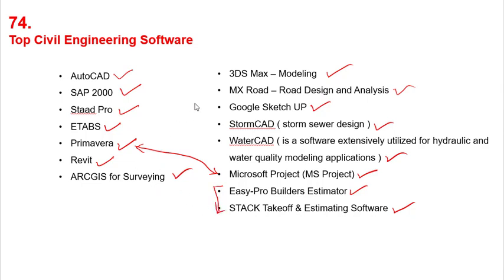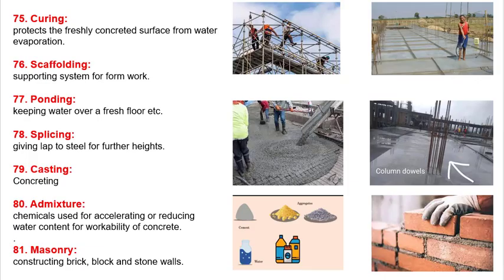So there are around how many? 1, 2, 3, 4, 5, 6, 7, and then 14, 15, 16. I have mentioned 16 softwares. At least you must know 7 to 8 important softwares. You can get this question anywhere you go. And the next slide describes a few important terminologies you will face as a civil engineer, right?